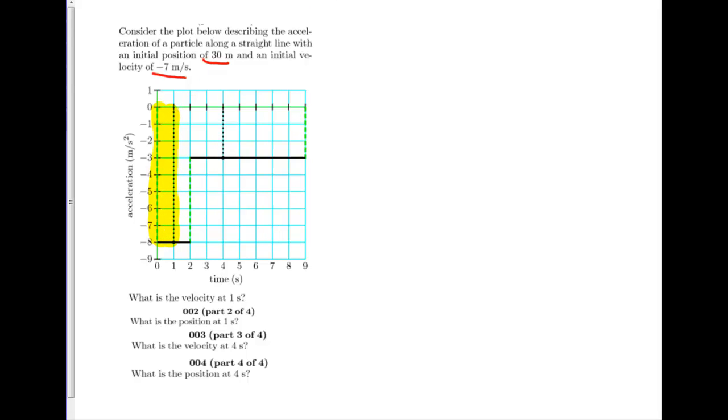If I was going to calculate that area, I'm going to go down, my height is going to be -8. I'm going to go over 1. This area here is going to give me a -8. But I would start out at a -7, so it'd be -8 minus 7, and that's going to give me -15. So the velocity here would be, in this case, -15 meters a second.